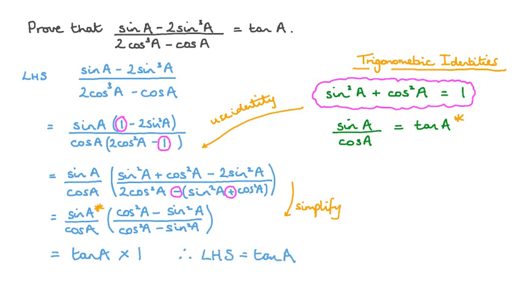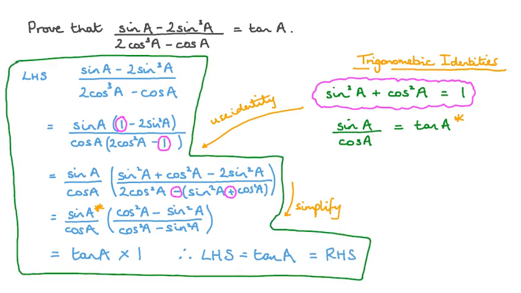Therefore we can say that the left-hand side is equal to tan A, which is also equal to the right-hand side, because the right-hand side was tan A. So we can say that we've proved that (sin A minus 2 sin cubed A) over (2 cos cubed A minus cos A) equals tan A, and we've shown all our working here.